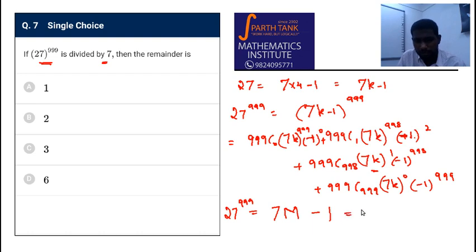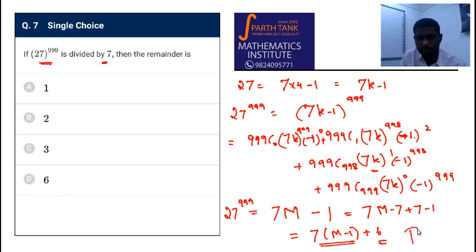So 27^999 is 7m minus 1. Now how to find the remainder here? Just add and subtract a 7. So that becomes 7m minus 7 plus 7 minus 1. This can be 7 times (m minus 1) plus 6. So multiple of 7 plus 6. So the remainder is 6.